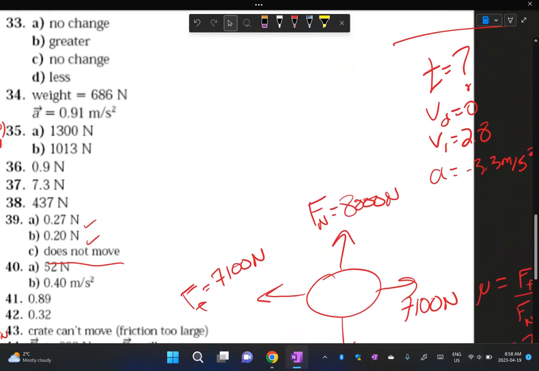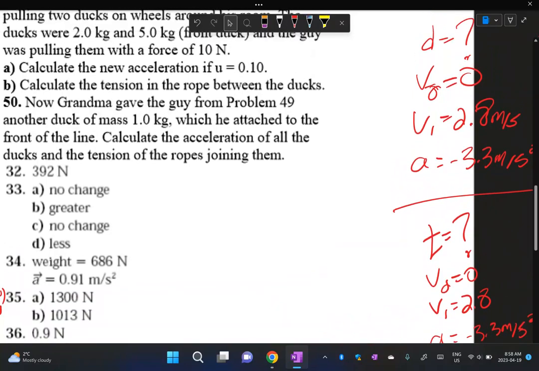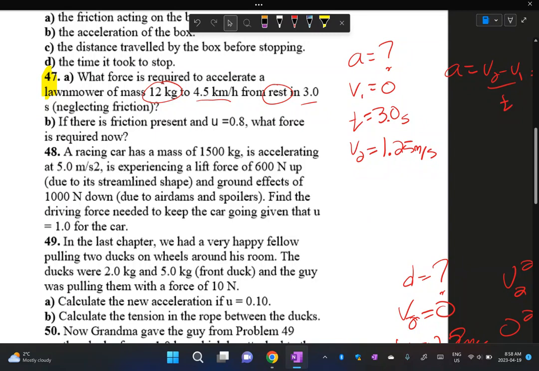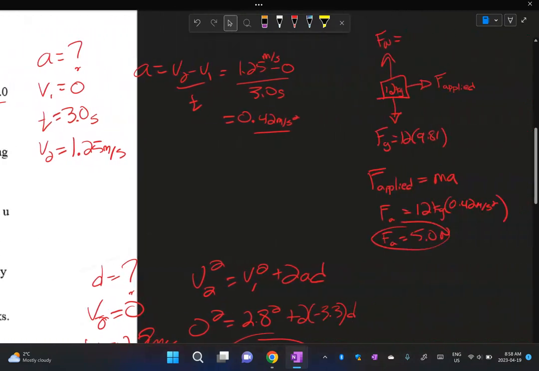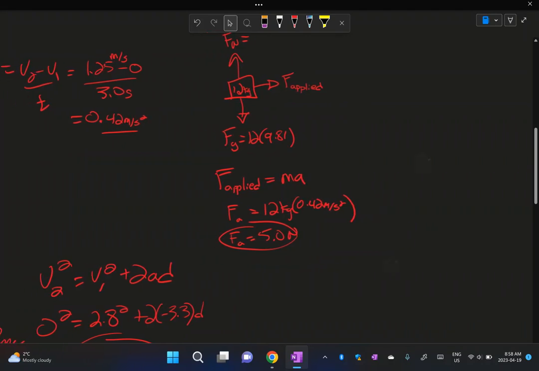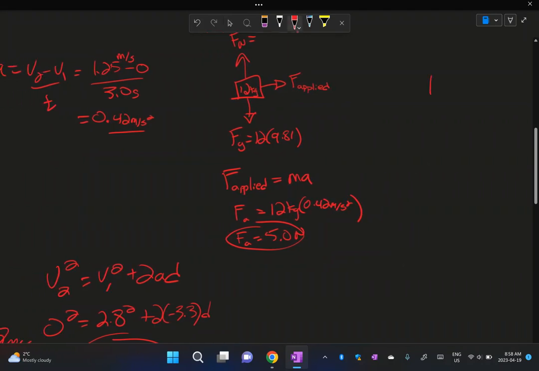47B is the same problem, but then it adds friction into the mix. So I'm going back up. Now we've got a 0.8 coefficient of friction. So I'm going to go right beside where I solved the last part, and I'm going to draw roughly the same diagram, 12 kilograms. We're still trying to find the applied force, which I'm shortening now to FA, but now I actually do need the force of gravity. So based on my old diagram, 12 times 9.81, I'm going to write right here.